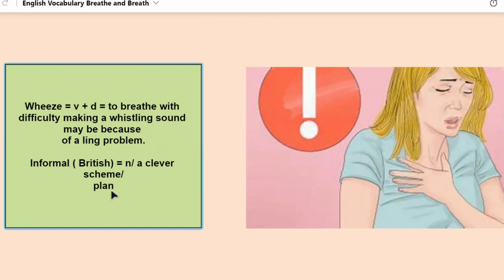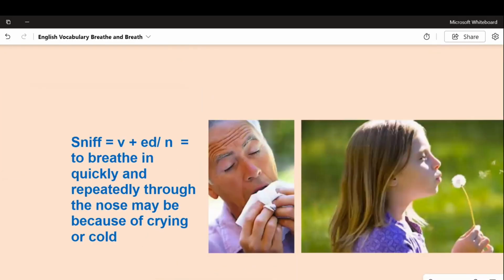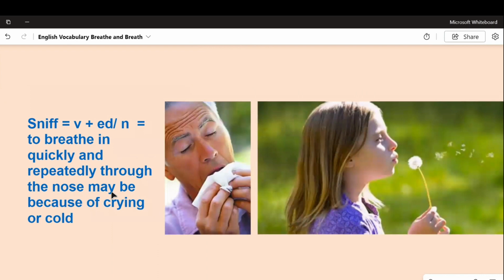Sometimes wheeze is used informally, only in British English. It means a plan, a trick, a perfect one, like when we say that the government made a wheeze for the farmers to get good money for their crops. Wheeze.